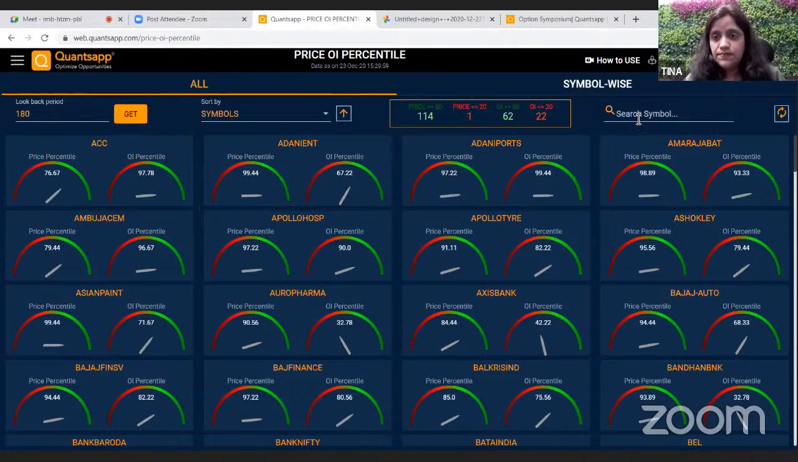Correct? So this particular product will help you scan the stocks based on that build-up summary, and you can gauge how the trend is building up in the stock.